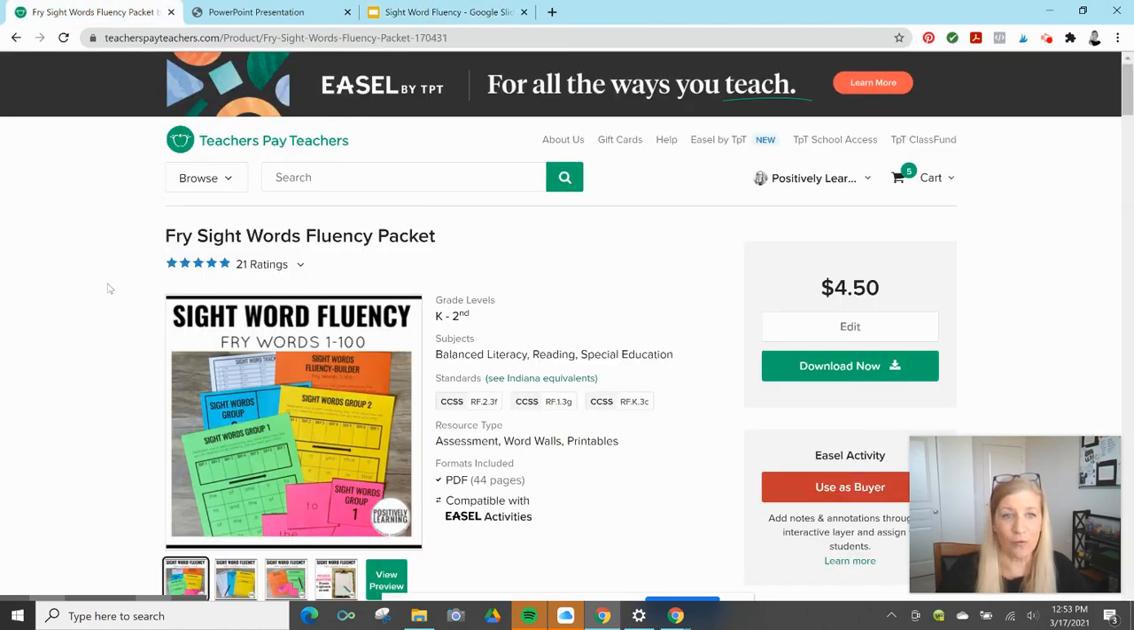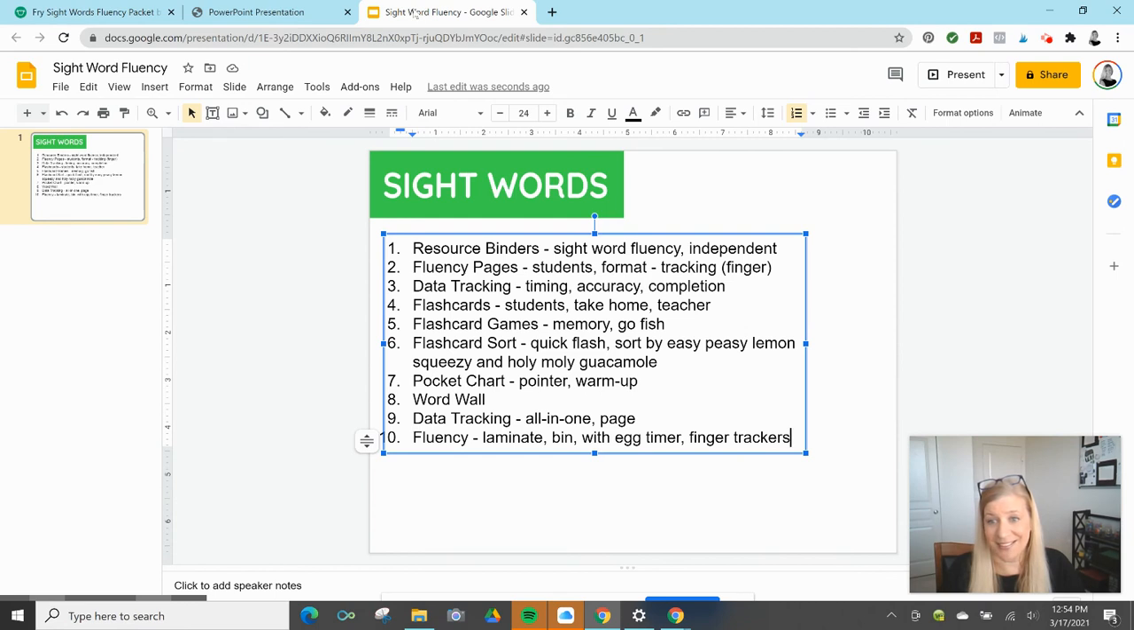Fry Sightwords Fluency Packet. I'm so curious to hear what you think. Were these all things that you already are doing? Are some of them new to you? Which one are you going to try out tomorrow or this week or next week? Or are there more activities that we can add? We have 10, but maybe we can add even more to this list. So I'd love to hear from you and see what you think.